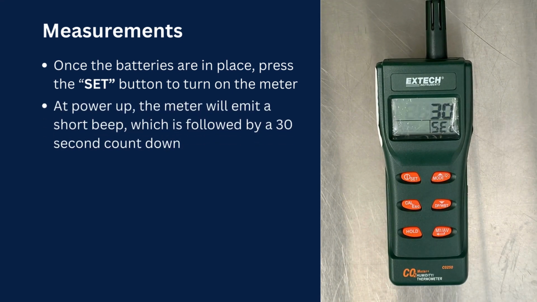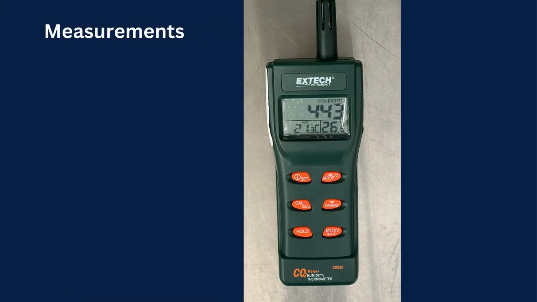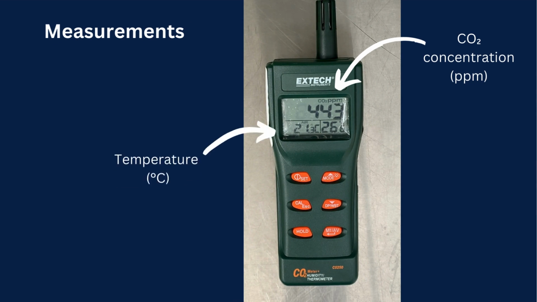At power up, the meter will emit a short beep, which is followed by a 30-second countdown, which allows for the meter to warm up. Once the meter is warmed up, it will display the current carbon dioxide levels at the top of the screen, the temperature in the bottom left, and humidity in the bottom right.